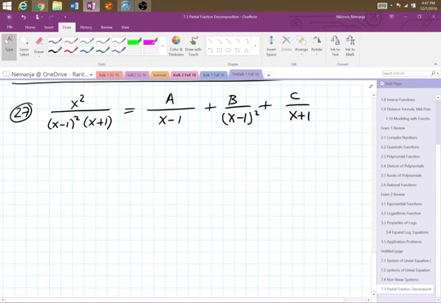Wow. We have a repeated linear. So here it is, repeated linear. Since it's a linear, you get the constant on top. And then you have a linear, which is just a constant on top.